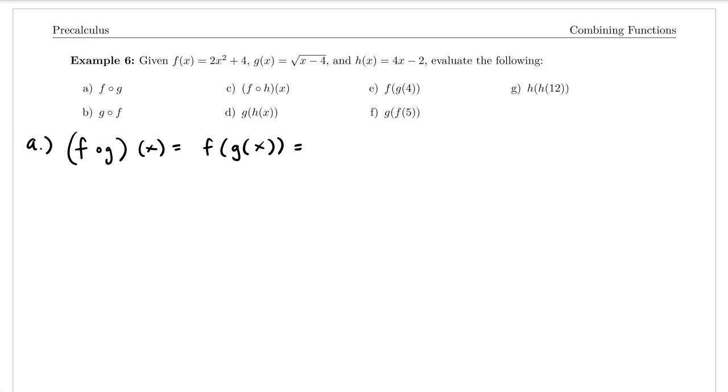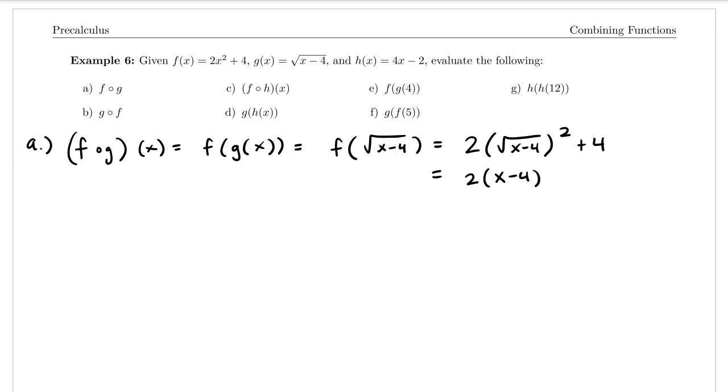So we want to take the g function and plug it into f. Anywhere I see an x, I want to replace it with the square root of x minus 4. If I square that, it turns into x minus 4. When we simplify this, I can distribute the 2, and this ends up equaling 2x minus 4.